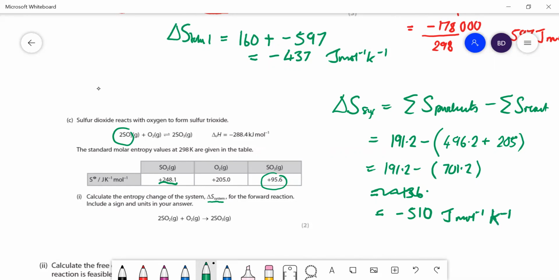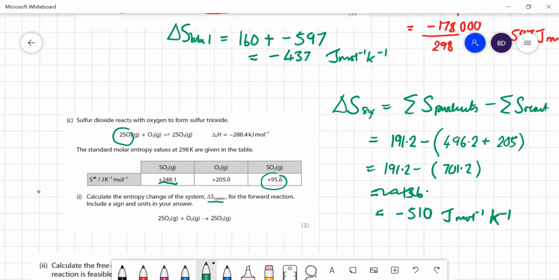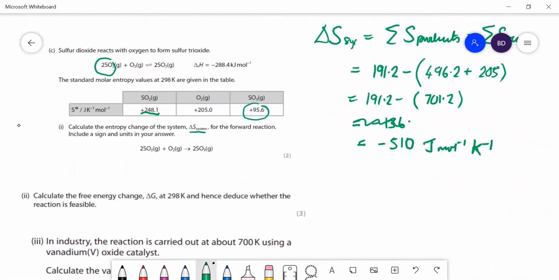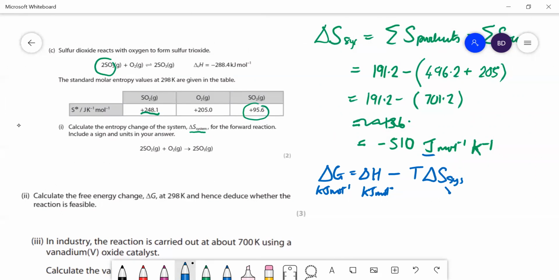Now the next part of that question is working out a value of delta G. Calculate the free energy change at 298 K and deduce whether the reaction is feasible. So delta G is equal to delta H minus T delta S of the system. Now delta G is usually measured in kilojoules per mole, delta H in kilojoules per mole, so we need to convert our delta S value from joules per mole per Kelvin into kilojoules per mole per Kelvin.